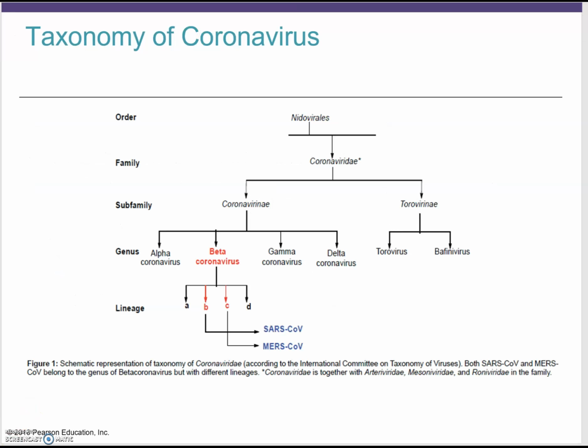So let's take a look real quick at the example of the coronavirus. The taxonomy here would be the order, was it the nidovirales? The family is the coronaviridae. This one has a subfamily of coronavirinae. And then the genus here, there are different subtypes in the genus. The one that's causing the problem right now is the beta coronavirus. And there were some other ones previously that caused problems, like the SARS coronavirus, the MERS coronavirus, and right now we're dealing with COVID-19.